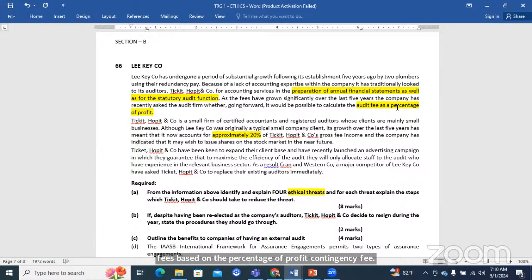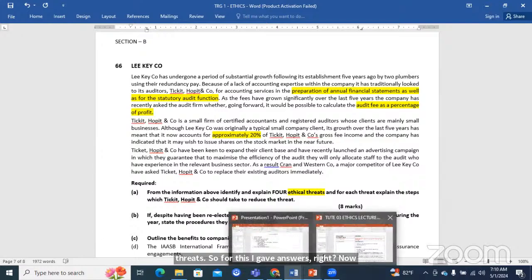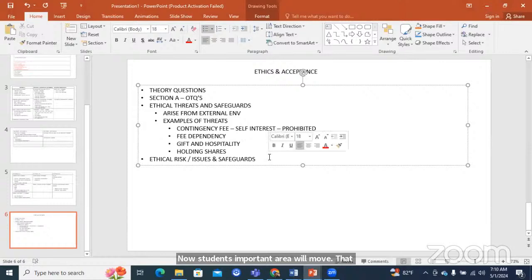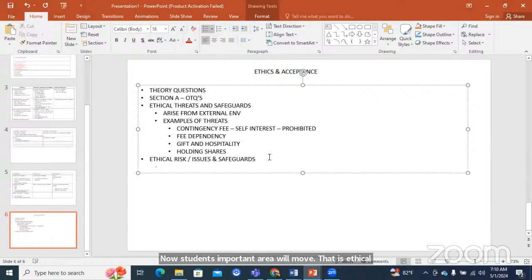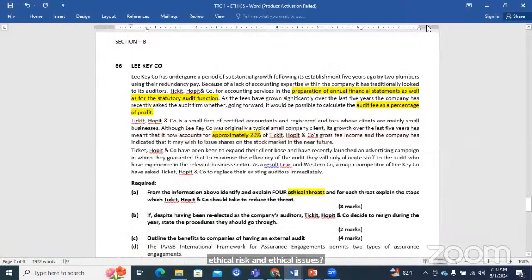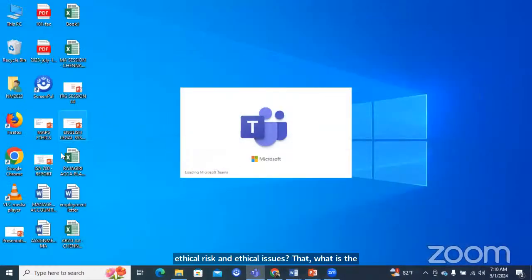So what I'm trying to tell you is all these are what? Threats. So for this, I gave answers, right? Now students, the important area will move to ethical issues. What is the difference between ethical risk and ethical issues? That I'll tell you.